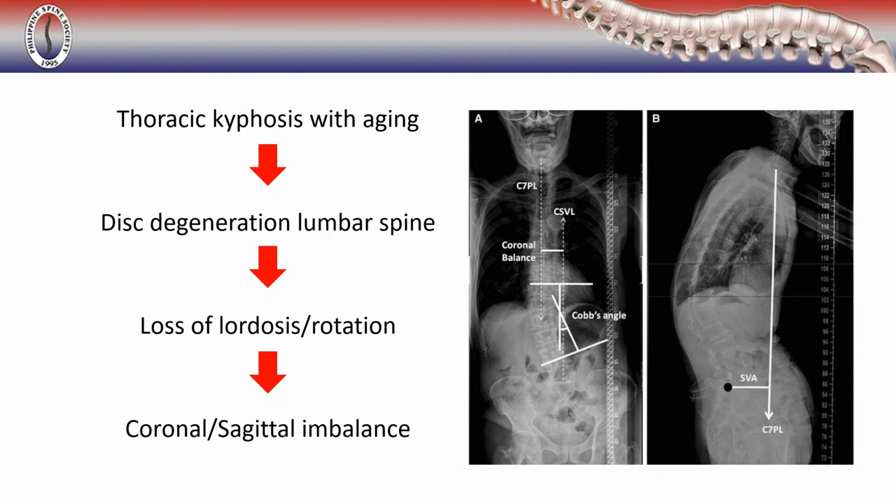In addition, as this progresses, you get more kyphosis with aging. As you get more disc degeneration, you get more disc collapse, and you also get loss of lordosis. And eventually, this can end up with coronal and sagittal imbalance. Most of the studies have shown that coronal and sagittal imbalance has a strong correlation with poorer outcomes and low quality of life scores.